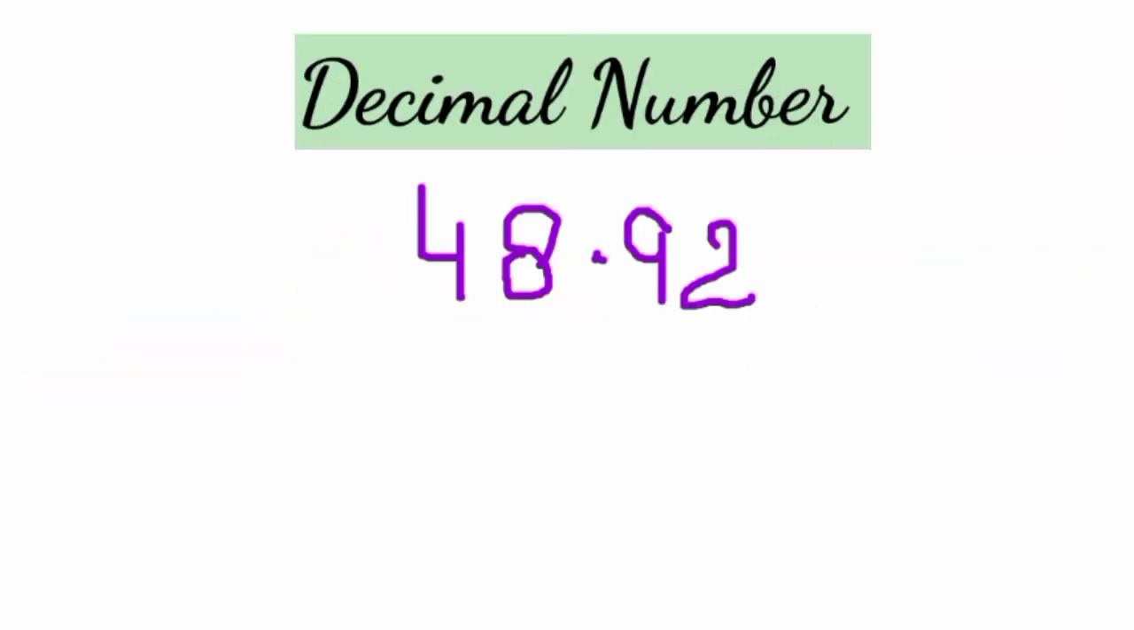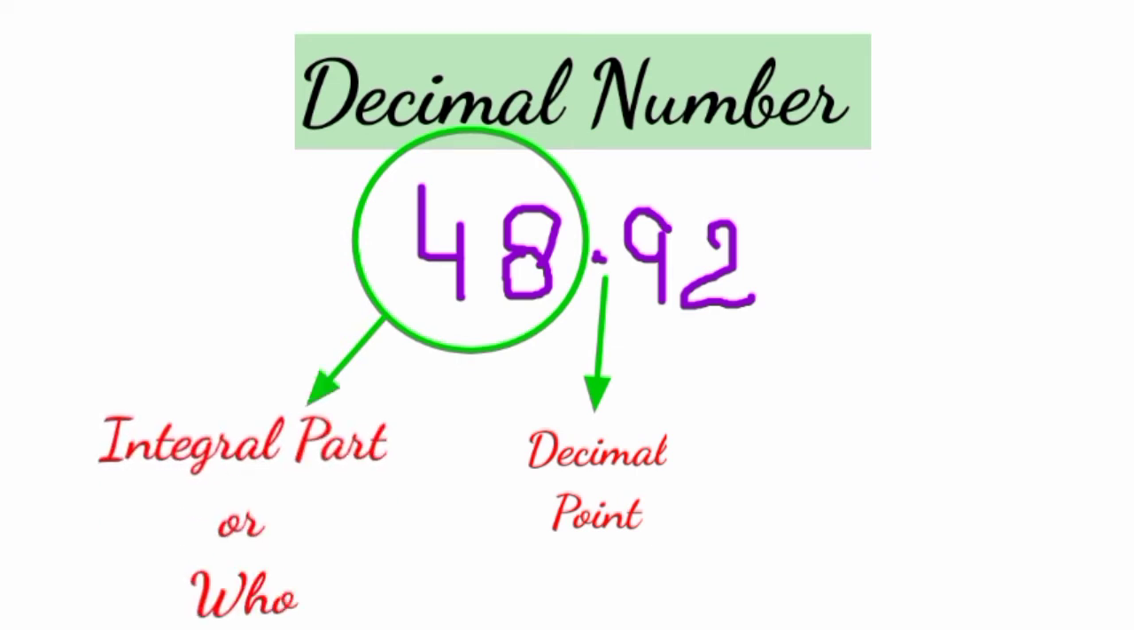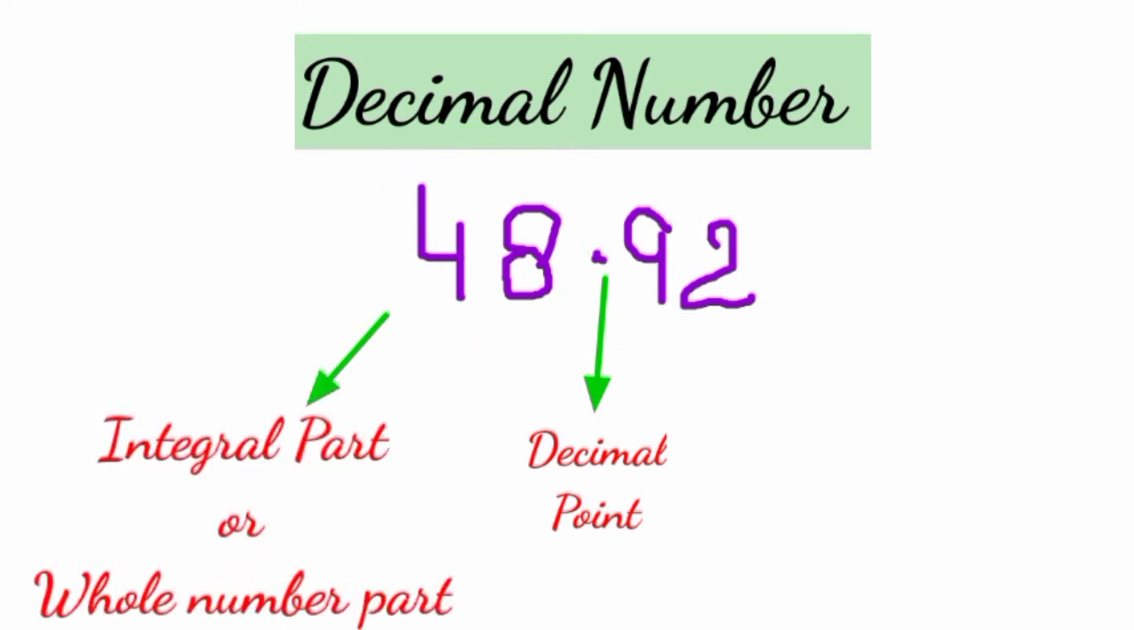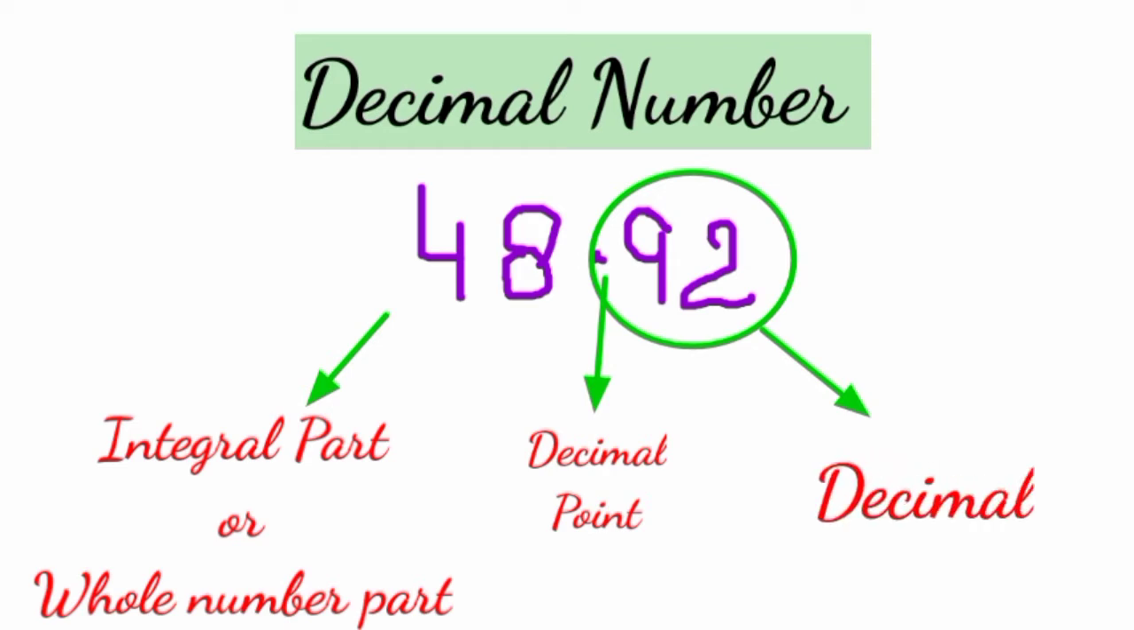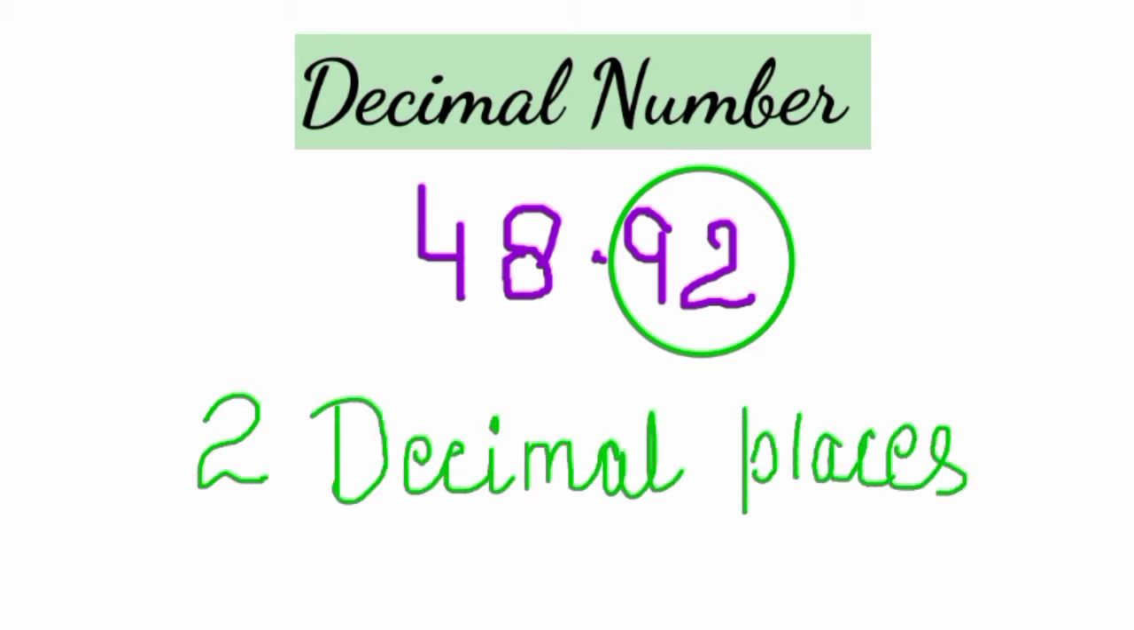And in this decimal number, this dot is the decimal point, and the part which is before the decimal is called the integral part or the whole number part, right? And the part after the decimal point is called the decimal part, right? In the decimal part we have 2 digits, so we can say that this decimal number has 2 decimal places. After the decimal, as many digits as there are, that many decimal places there are. Clear?